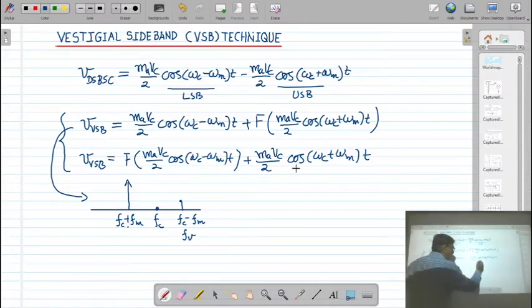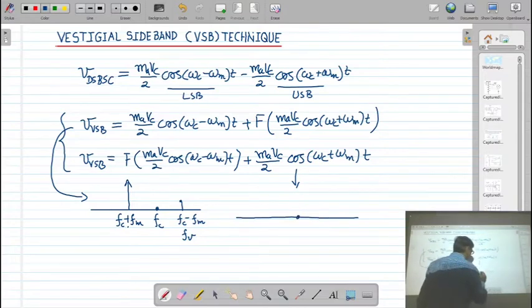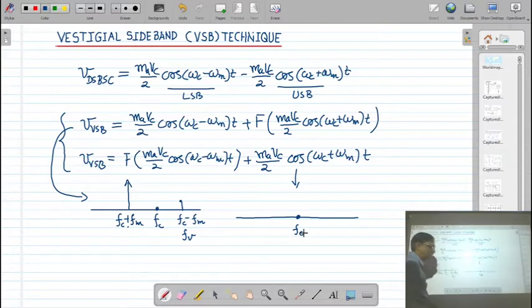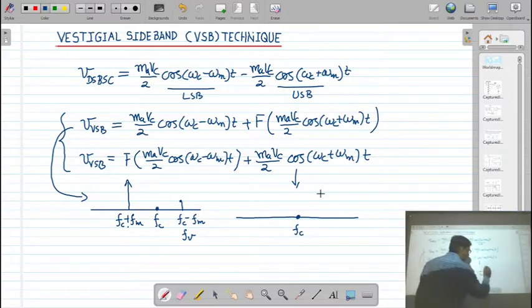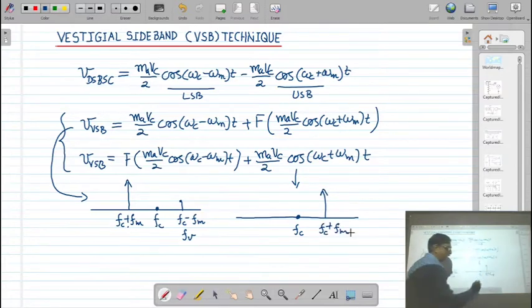But if we have an upper sideband frequency transmission, then in that case we can draw the frequency spectrum in this way. This is my Fc. The upper sideband frequency is going to be completely transmitted, so Fc plus Fm will be here, and the residual component of the lower sideband is there, Fc minus Fm, or you can say it is Fv. Correct? So in this way you can represent the frequency spectrum for the vestigial sideband technique.